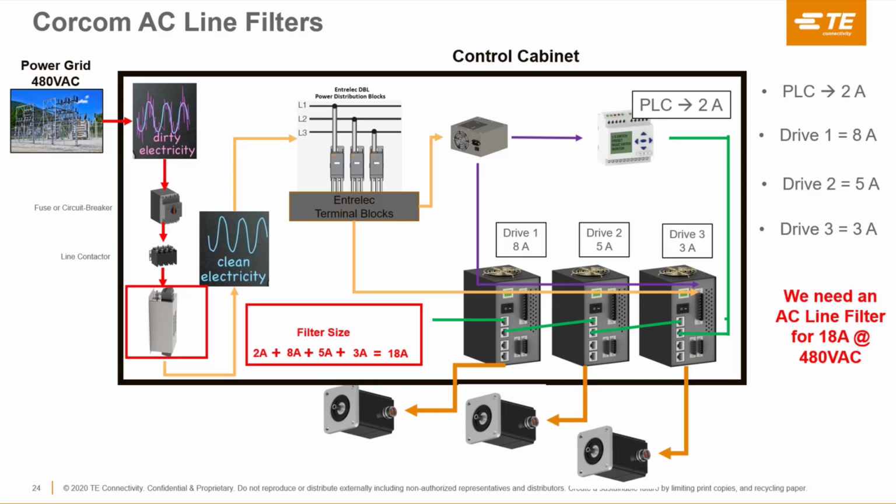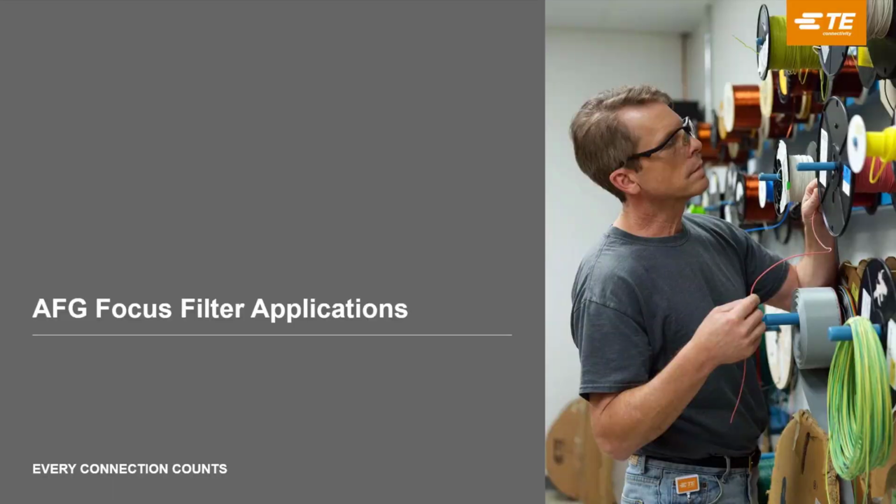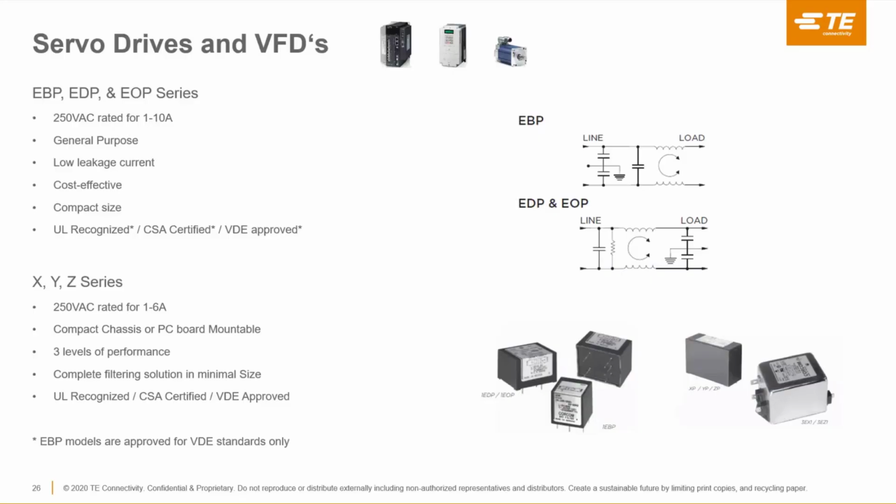This is a really high level elementary example, but when you're talking to a customer, that's pretty much how you can high level size up a filter in the field right away. It's just the sum of the current and the voltage coming in. So real quick here too, kind of summarizing everything together to really focus on AFG applications and where the filters will go.